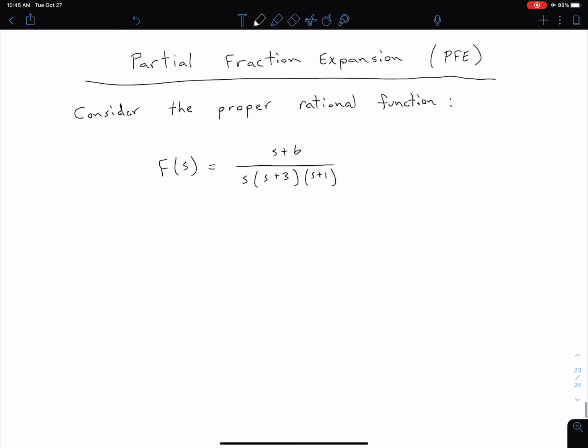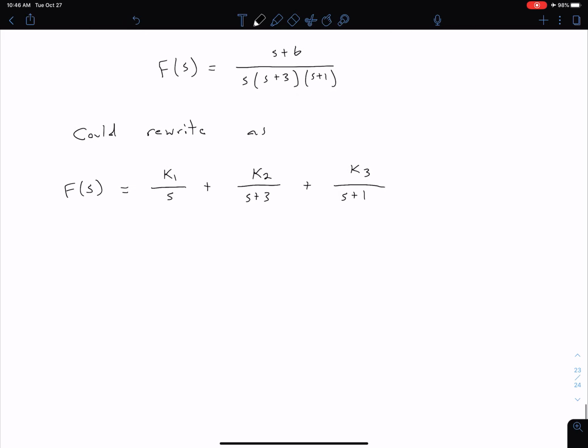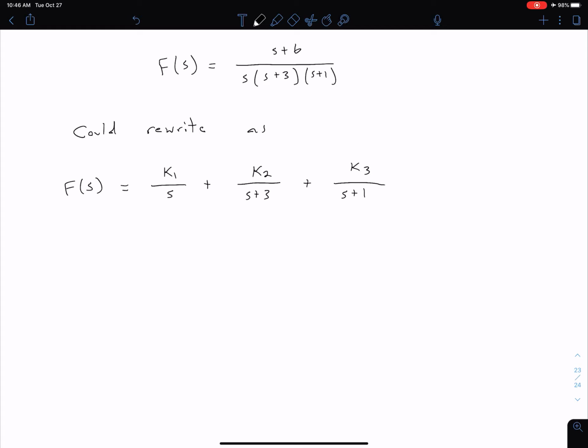So of course we could rewrite this and break up the denominator into the different poles. So we could rewrite F(s) as something over s, let's call this constant k1, plus something over (s plus 3), and let's name this another constant k2, plus something over (s plus 1), and let's say this is constant k3. So if we ignore for the moment that we don't know the values of k1, k2, or k3, we can say that they're just going to be some constant value.